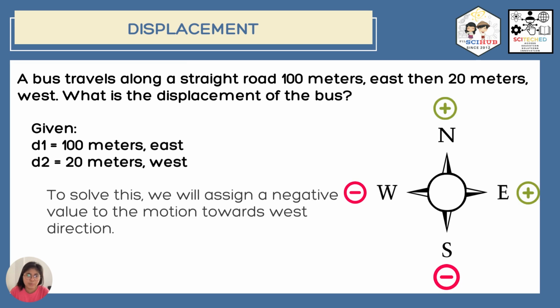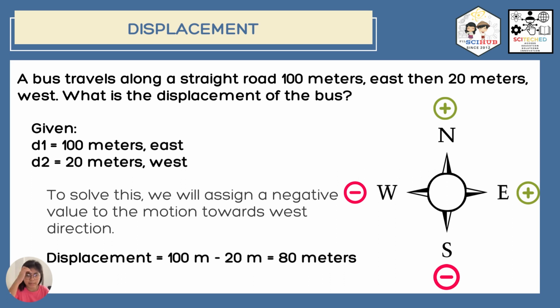So to solve this, we will assign a negative value to the motion towards west direction, then positive value to the east direction, and also likewise to north and south, where we can refer this to like a Cartesian plane, right? So when we say Cartesian plane, the x-axis, the negative values are going to the left. The positive values are going to the right. Then the positive values in the y-axis going up, and the negative value going down.